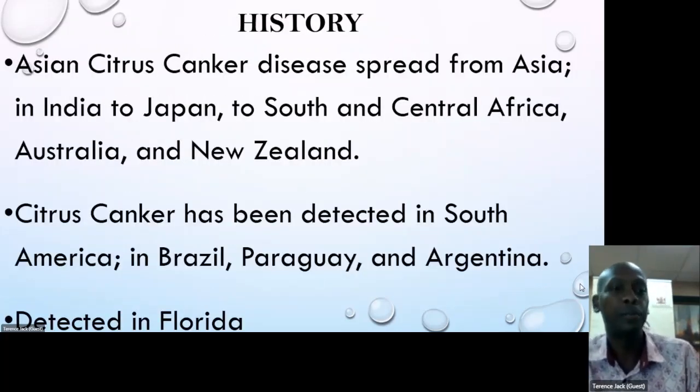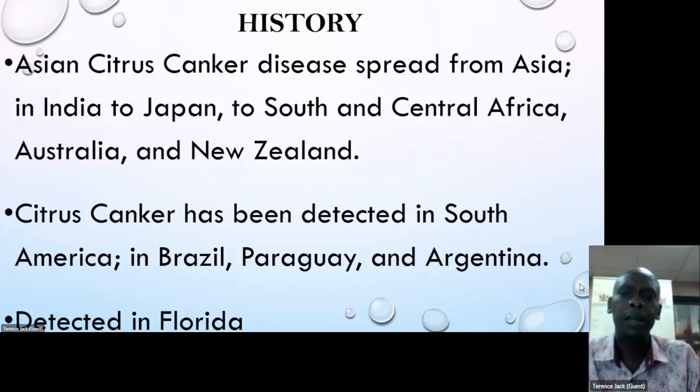Now we'll move on to the history of this disease. As the name suggests, the center of origin for this disease is in Southeast Asia, in India. Citrus canker spread from India and Java in Indonesia to Japan, South and Central Africa, and into the Middle East, and even reached as far as Australia and New Zealand and into the Americas in the 20th century. The presence of citrus canker has also been detected in South America, in Brazil, Paraguay, and Argentina.